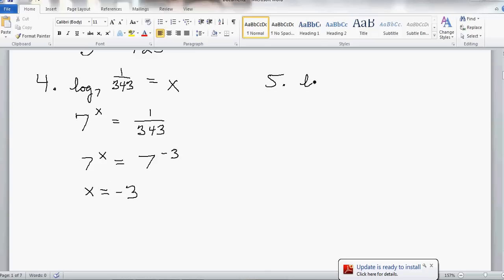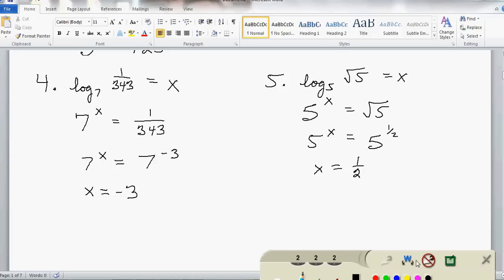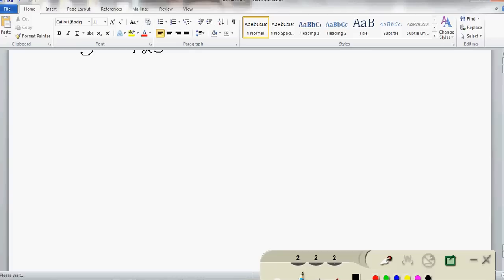Number 5, we have log base 5 of the square root of 5. First thing I'm going to do is to change this to an exponential form. So it's going to be, this is equal to x, 5 raised to the x power equals square root of 5. Well, we have to get the same bases, and square root of 5 is 5 to the 1/2 power. Now that the bases are the same, the exponents have to be equal to make this work. So the answer is x equals 1/2.